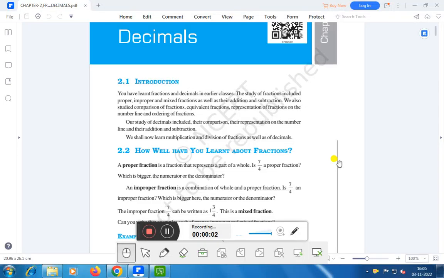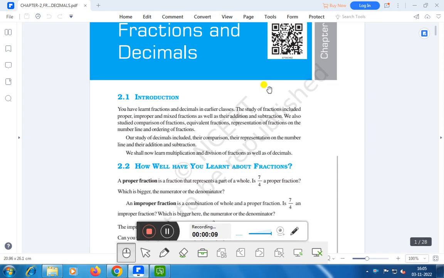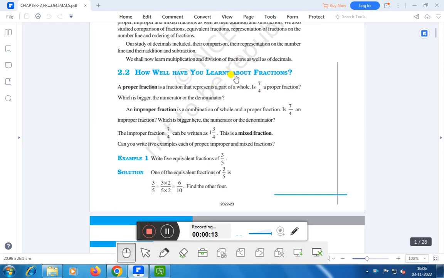Hello everyone. Today I shall discuss chapter 2, that is fractions and decimals. Here, how well have you learned about fractions? A proper fraction is a fraction that represents a part of a whole.